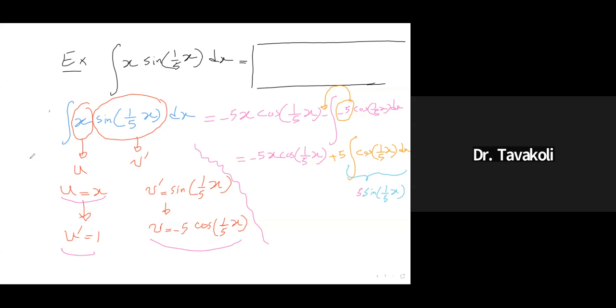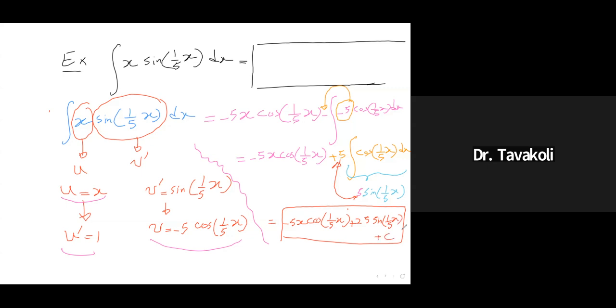Okay, so we are ready to write down the final answer here. The first term, minus 5x cosine of 1/5 times x. What is the coefficient of the second term? 5 times 5. They make it 25 here. And the function after 25 is sine of 1/5 x. And at the end, plus c. It's an indefinite integral. We need a plus c here.